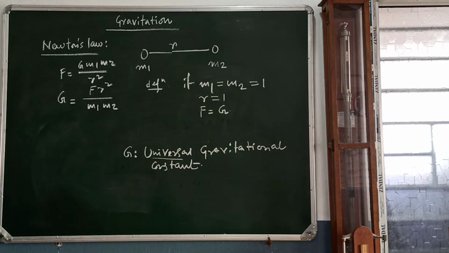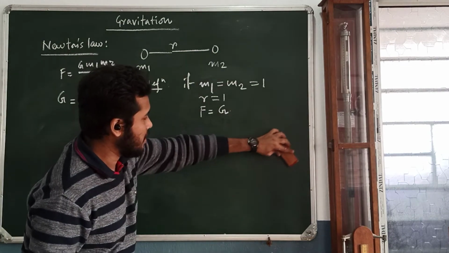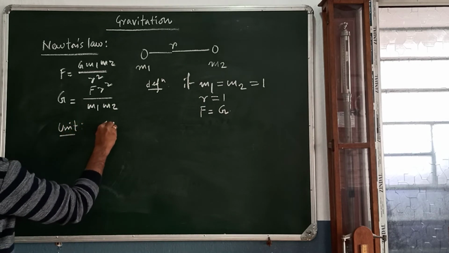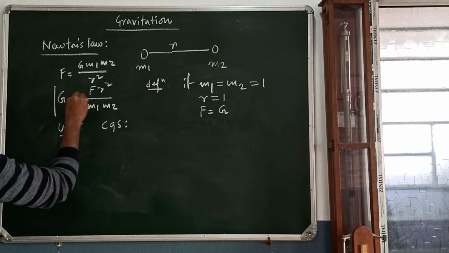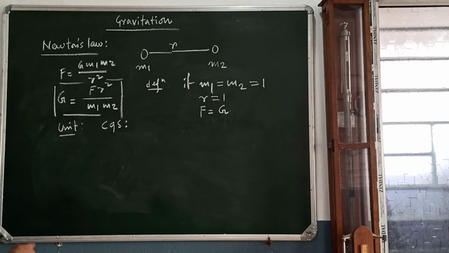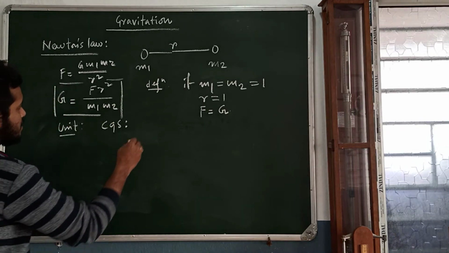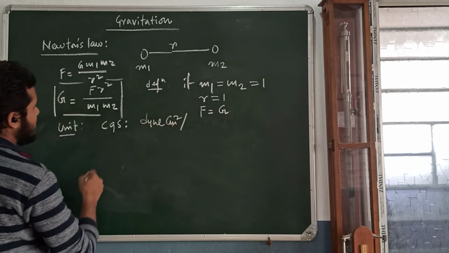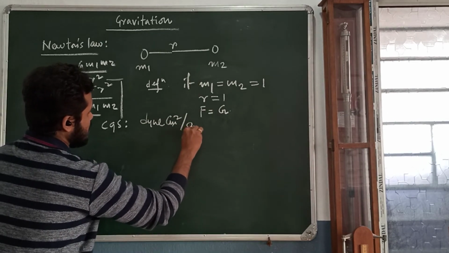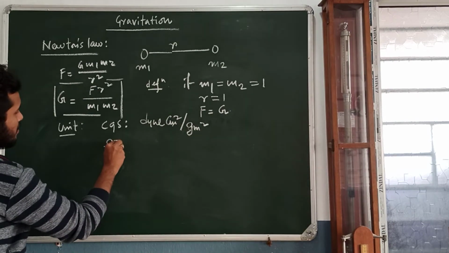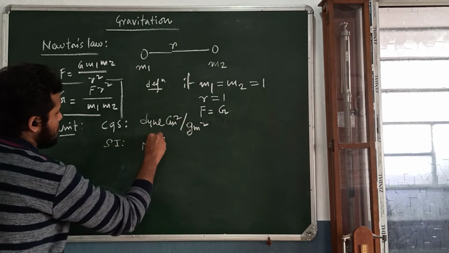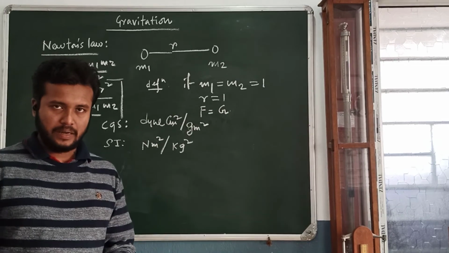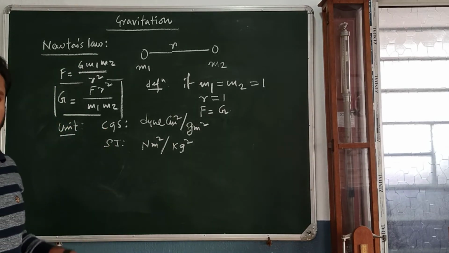From here we can also calculate the unit of that quantity. If I go for the CGS system, then from the expression G is equal to F r square by m1 into m2, in the CGS system F can be replaced as dyne, distance as centimeter square, divided by, for the masses, gram square. Similarly, in the SI system it will be Newton meter square by kg square. So these are the two units of universal gravitational constant in the CGS system and in the SI system.